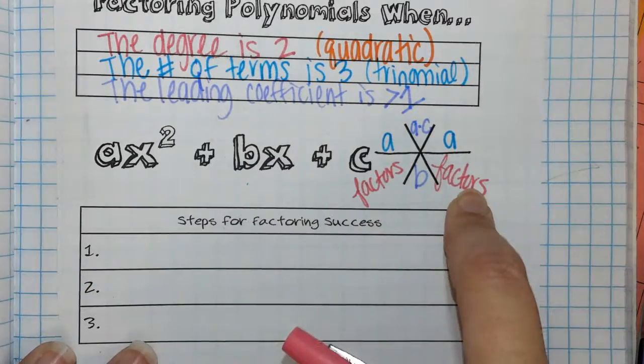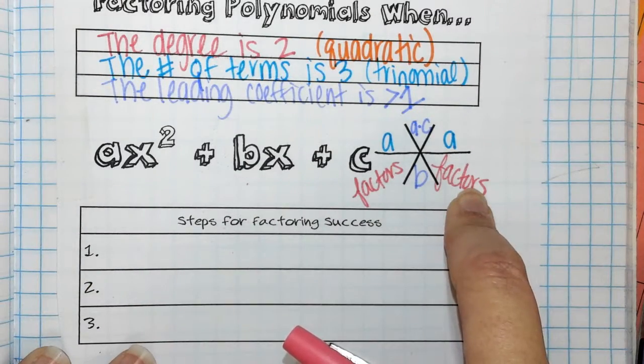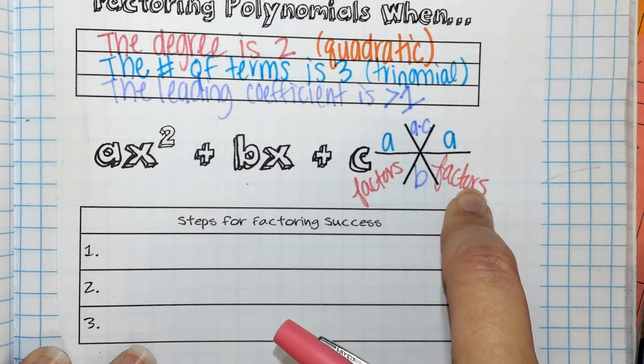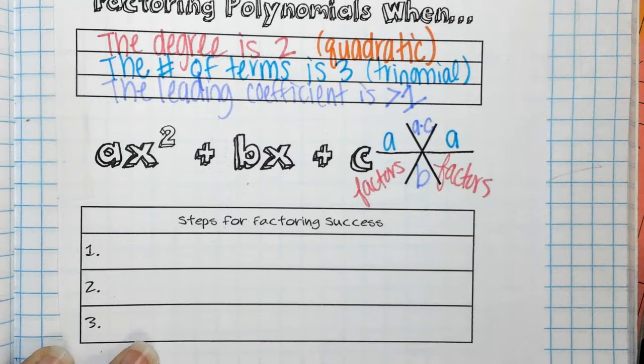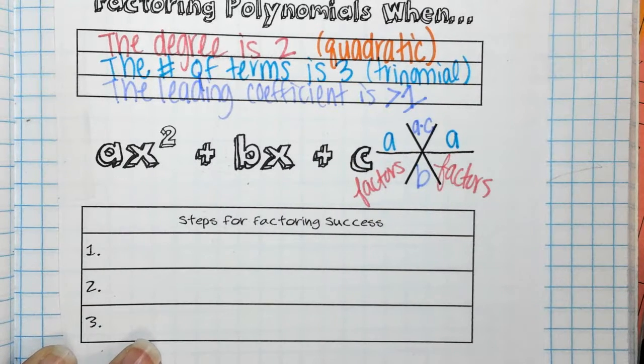So what if there wasn't A and C? Is it always A and C no matter what? Yes. That's the point of this method.